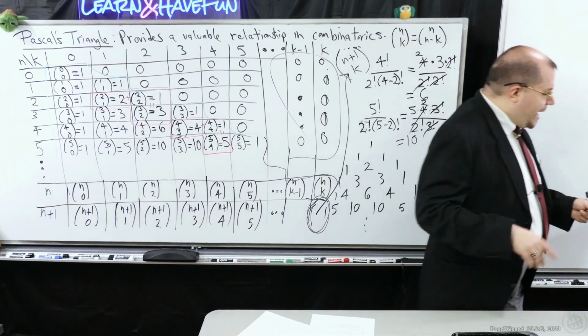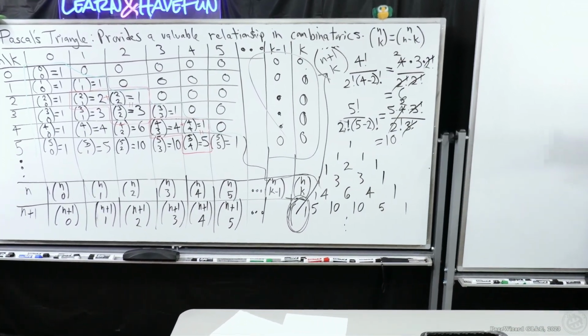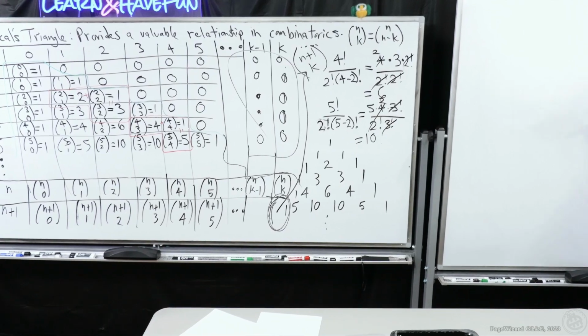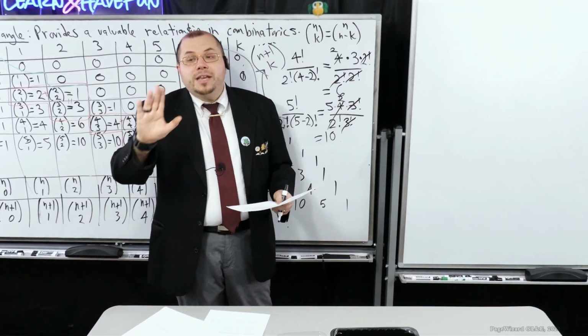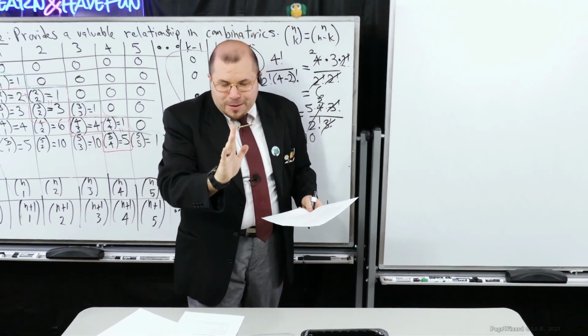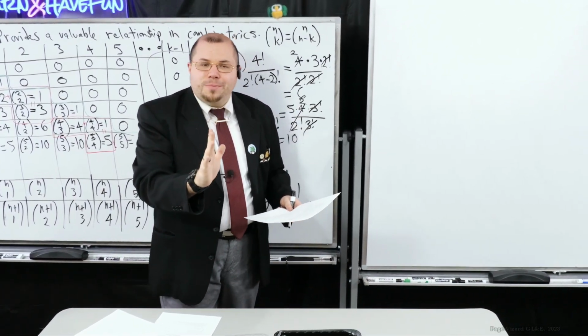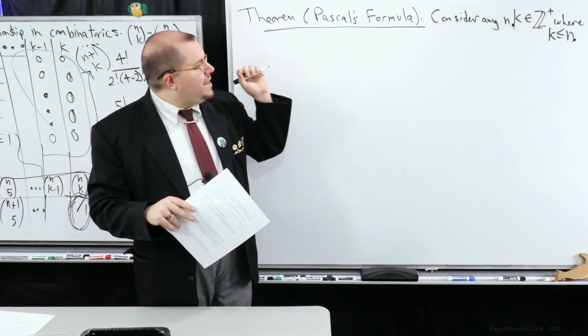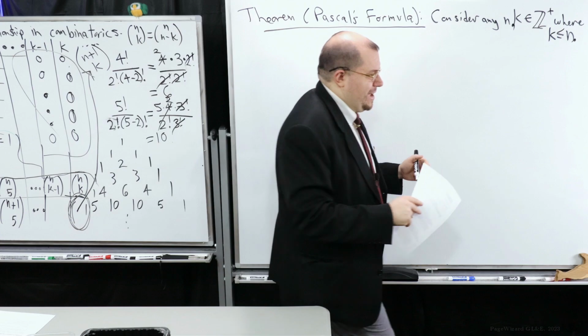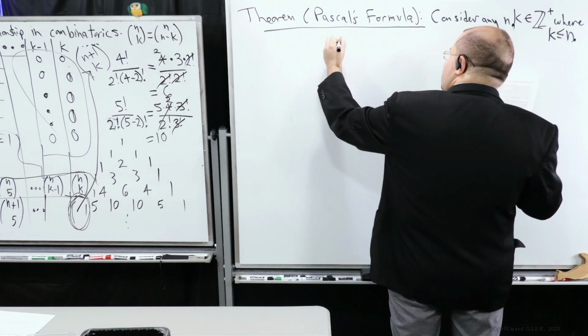So now let's put this all together. If ever you want to compute successive entries in Pascal's triangle, we can use what we're going to come up with next, Pascal's formula. Consider any n and k that are positive integers, where k is less than or equal to n. Here's what Pascal's formula is.